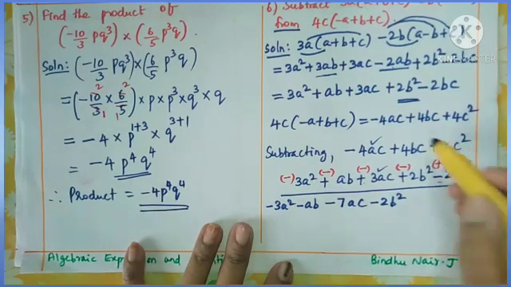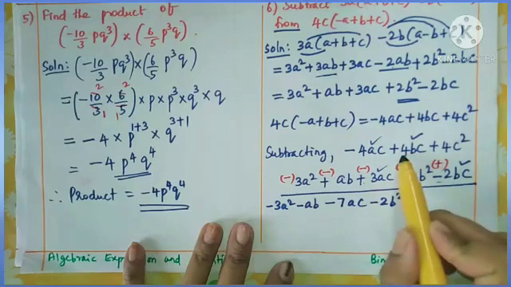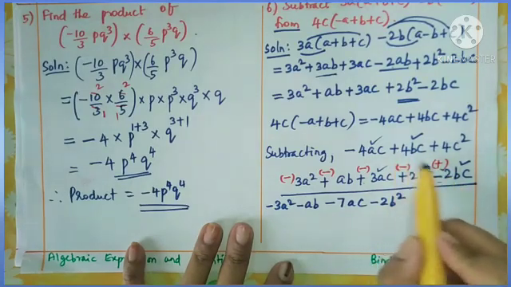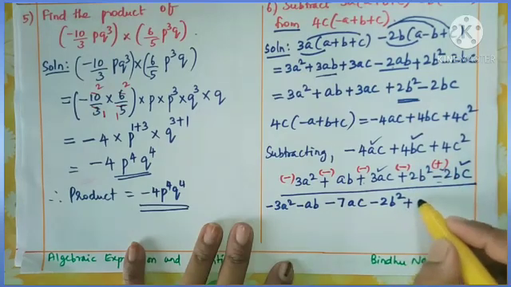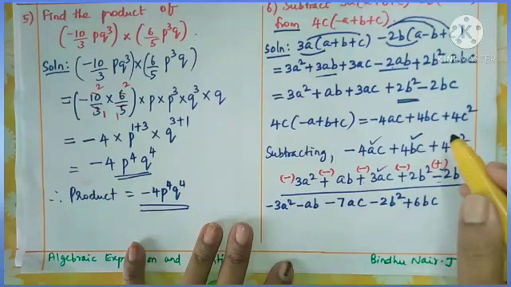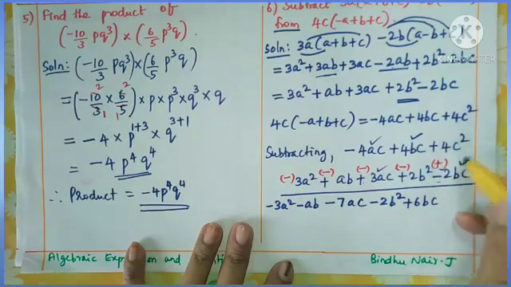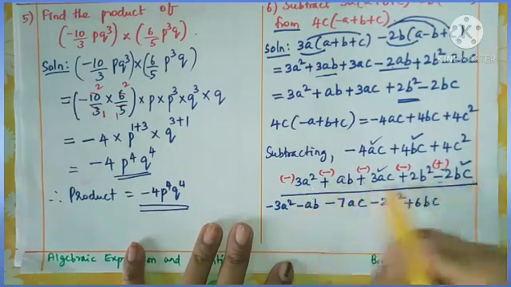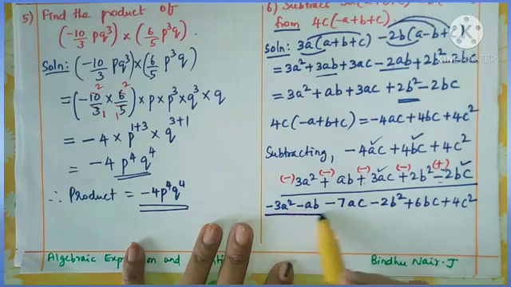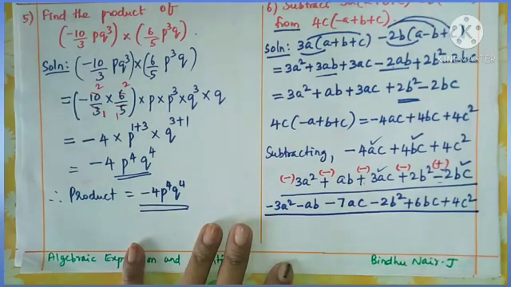Now come to this term, plus 2bc. So here one bc, here also one bc. So 4bc plus 2bc, both are plus, add 4 plus 2, 6. So 6bc. Now one more term is left. Here all the terms we checked, one more term left, that is 4c square. So this is the difference that we got.